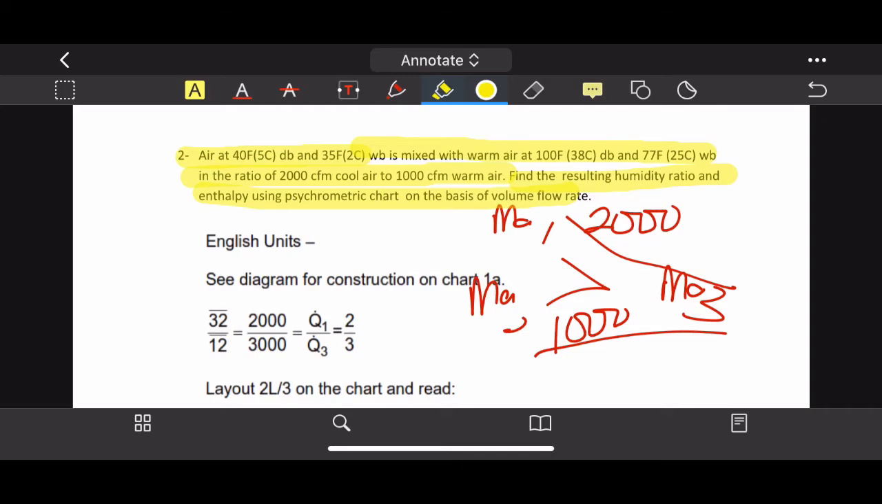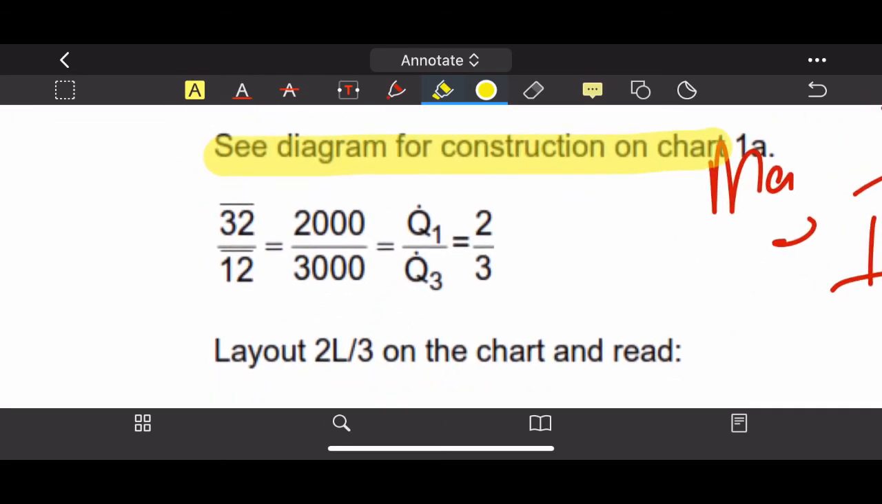Alright, see the diagram for construction on chart 1A. 1A refers to, I think, the English unit. So we will use this ratio, you see, 3 to 2 and a bar, 1 to 2 and a bar. This bar refers to vector.